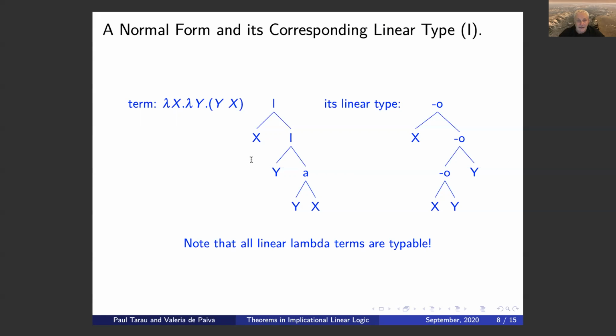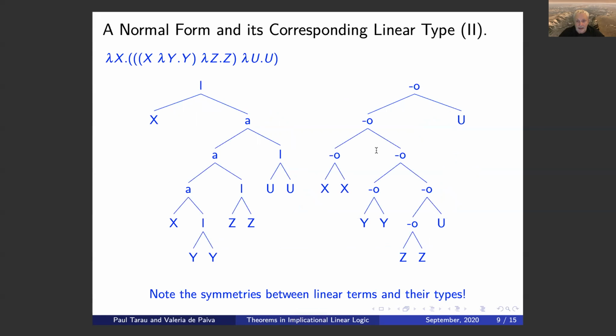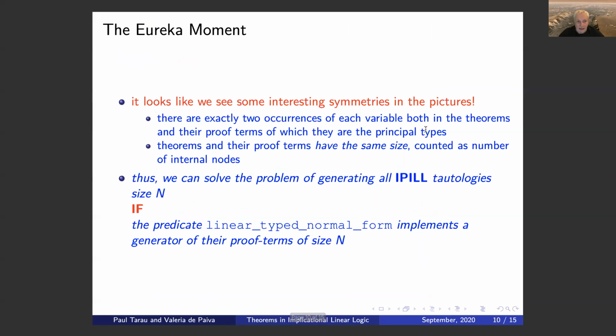So let's look at the normal form of some interesting terms here. We have a term on the left and a term on the right. And you can see some similarities here, definitely similarity in size. That's the first element. And then here we also see some similarity in size and some interesting symmetries coming up. So that suggests a deeper connection. And this brings us to our eureka moment.